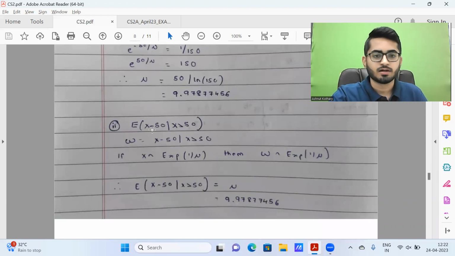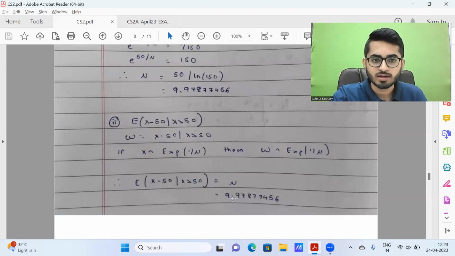Next part is the expectation of the threshold exceedance. Now there's a property, given in the actuarial material as well, that in case of X following an exponential distribution, X minus u given X is greater than u also follows exponential itself. So this comes out to be the answer.